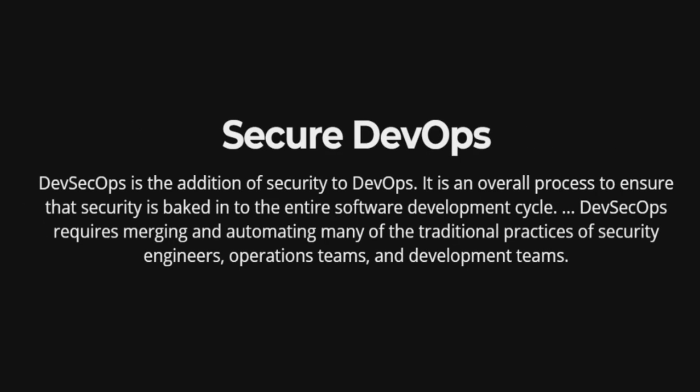Secure DevOps. DevSecOps is the addition of security to DevOps. It is an overall process to ensure that security is baked into the entire software development cycle. DevSecOps requires merging and automating many of the traditional practices of security engineers, operations teams, and development teams.